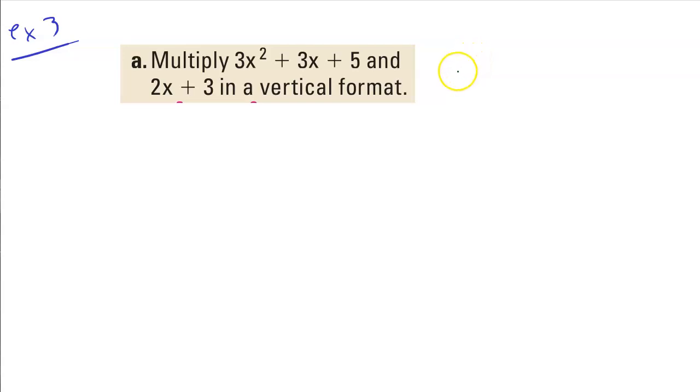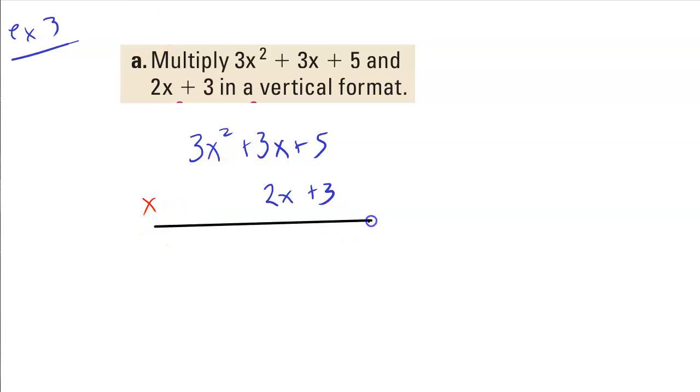All right, looking at example 3, multiplying polynomials. So it asks us to take one polynomial and multiply it by another one in a vertical format. So I'm going to take the first one, and I'm going to say 3x squared plus 3x plus 5. And I'm going to be multiplying it by the second one, which is 2x plus 3. And so this is like the vertical format right here.